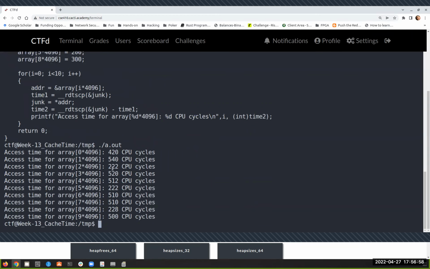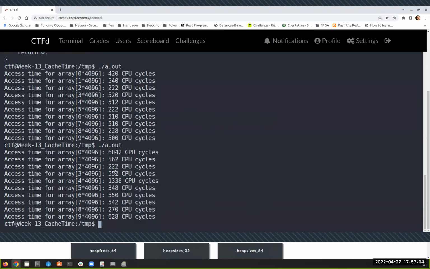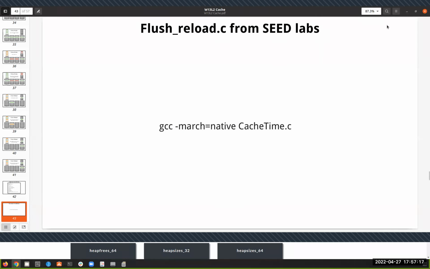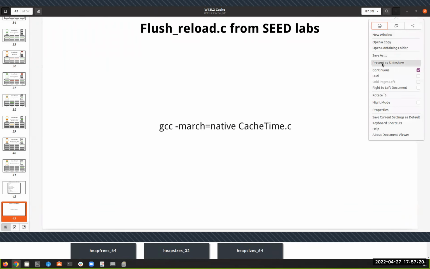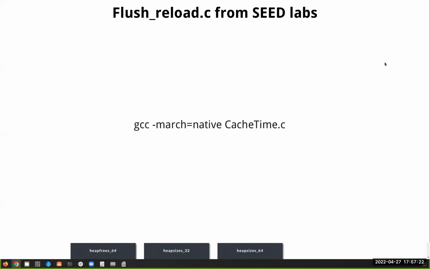It's quite consistent. This one, this one, this one, they are smaller than others. Do it again. Oh, this one is still small. Okay, this one is a little bit bigger, but still smaller than others. See, it actually works. So that is the cache time, the simple program to measure the time.